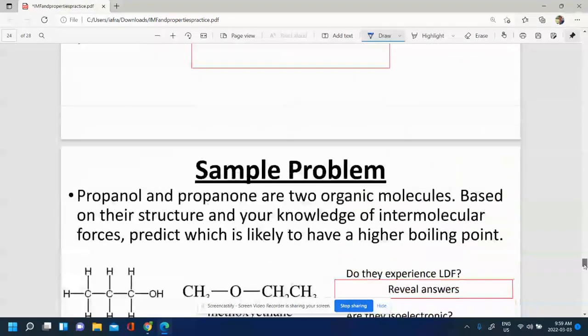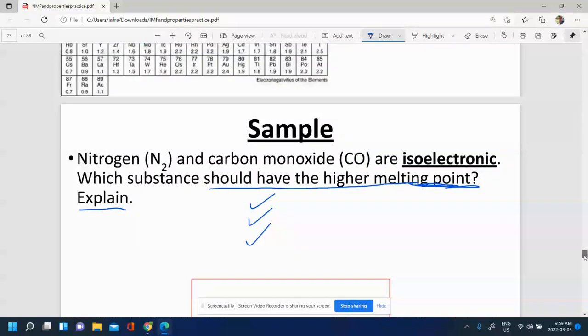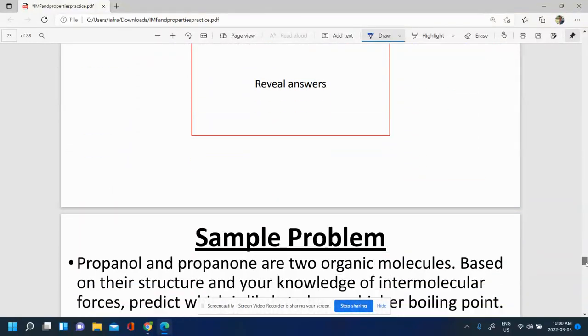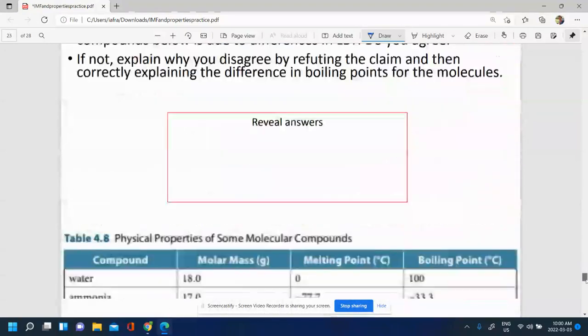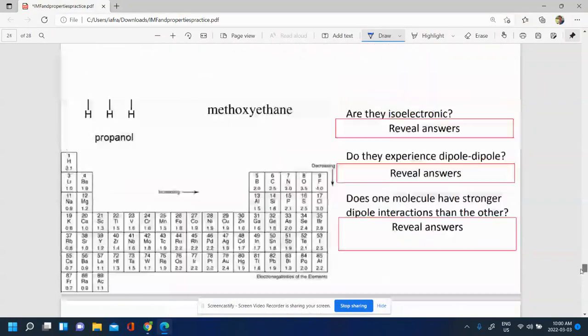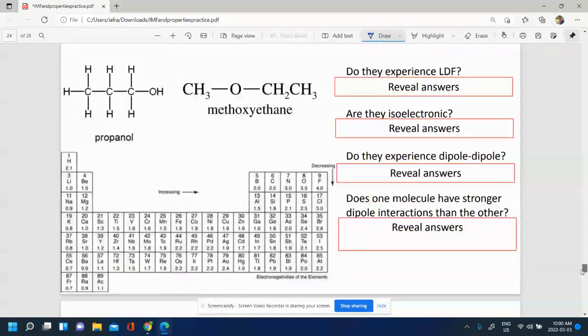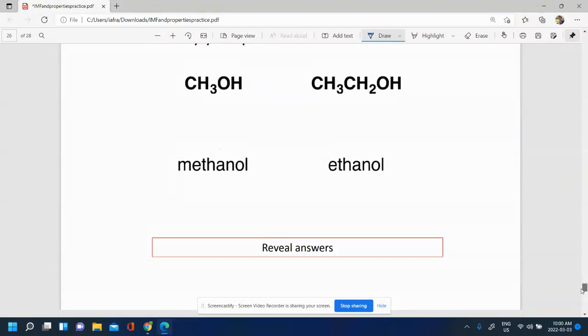So in this video, we saw several practice problems related to the properties and identifying forces. In the next video, we're going to continue in this slide deck here and do a few more practice problems related to the boiling points and forces and physical properties. And we'll do a few challenging questions in here as well.